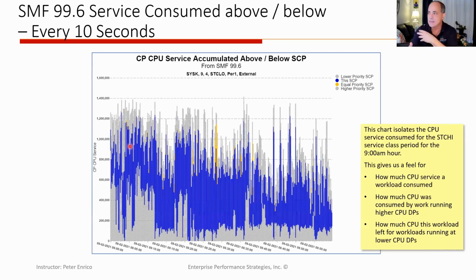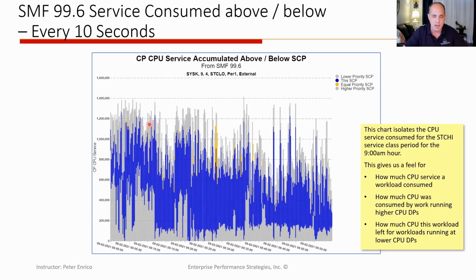Relative to something like this, where we're looking at STC low, we see it using a lot more CPU, right? And we also see that sometimes it gets down to 0 here, which means by the time STC low is done consuming CPU, either it left no CPU over for anybody else, or it could actually have been that it didn't even get all the CPU it wanted. It probably wanted more CPU. It's just that we can't see what the latent demand is on this chart. But the point is, we get a feeling that this is a big consumer of CPU.